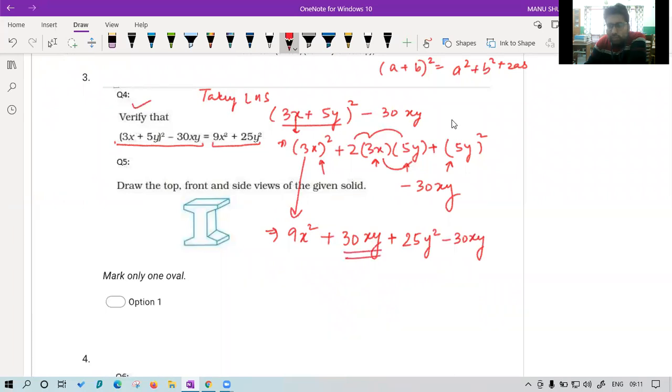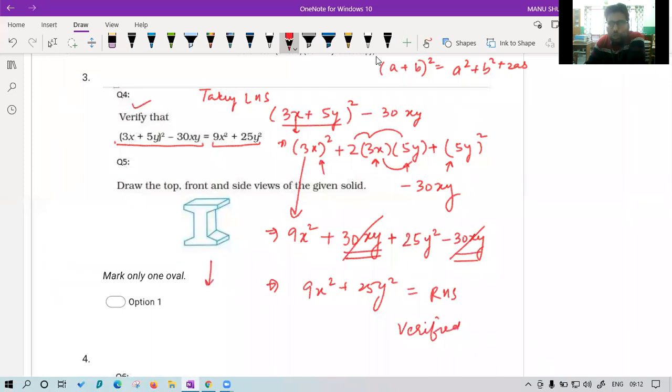So finally, class, you will see these two are like terms. They can cancel each other. So we can cancel. The answer is 9x square plus 25y square. And class, if you observe, this is your RHS also. So can we say it is verified? Class, it was an easy question.